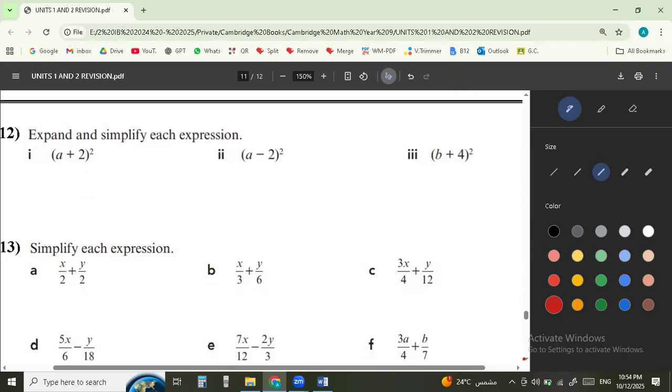If you want to expand this, remember, I have to write a plus 2 multiplied by itself, a plus 2. A times a is a squared. First by first, first by second, plus 2a. Second by first, plus 2a. Second by second, plus 4. So it is a squared plus 4a plus 4.